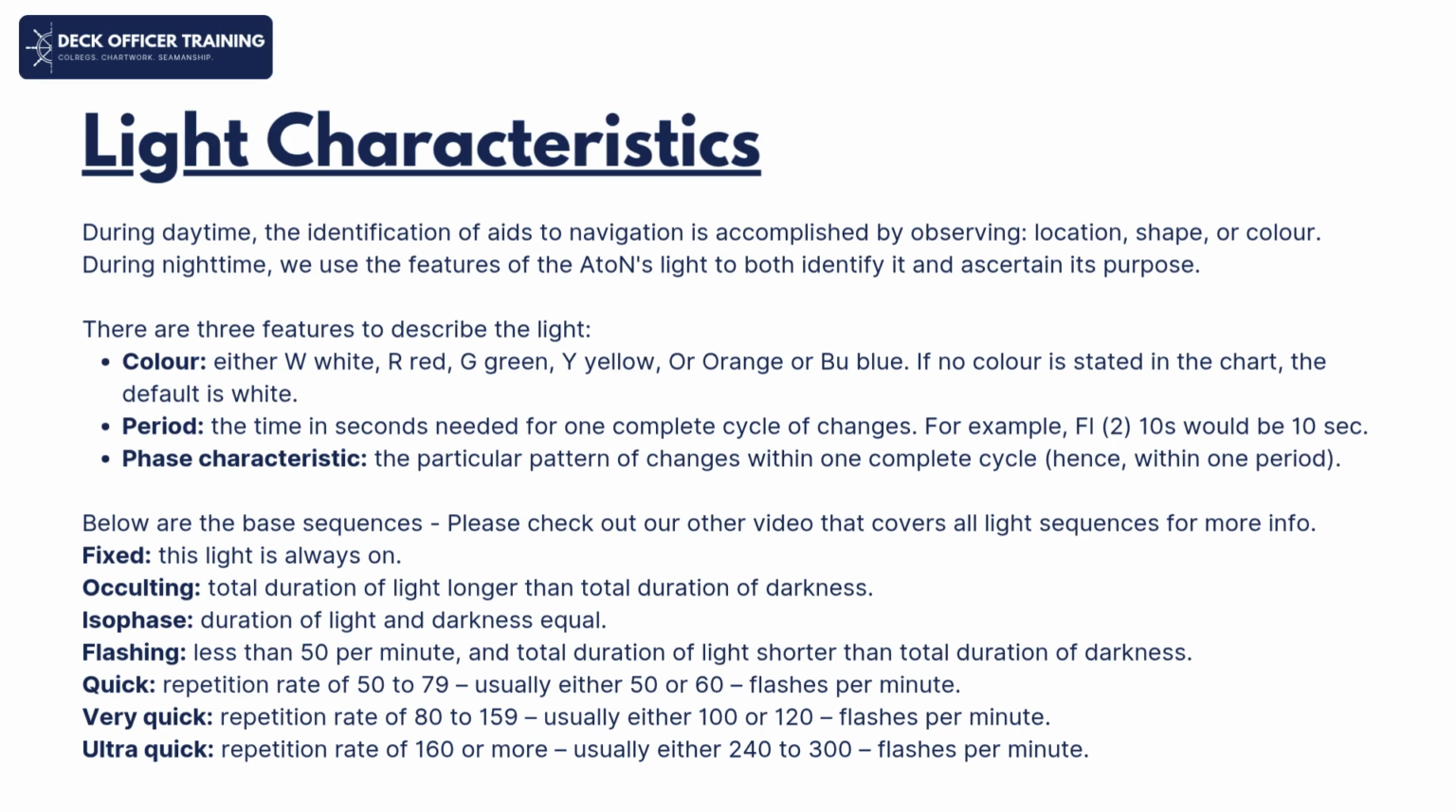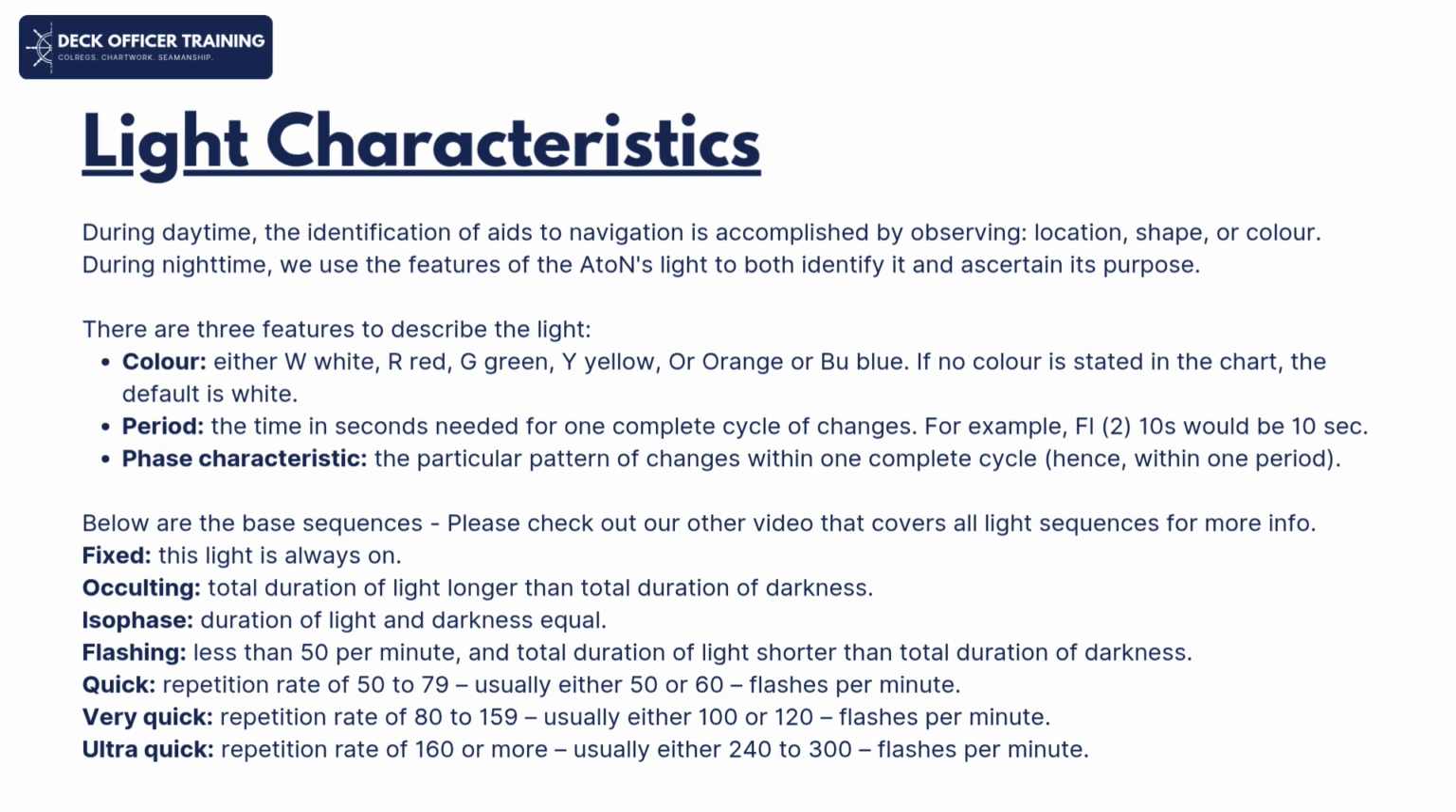Period. The time in seconds needed for one complete cycle of changes. For example, FL2 10 seconds would be 10 seconds. Phase characteristic. The particular pattern of changes within one complete cycle, hence within one period. Below are the base sequences. Please check out our other video that covers all light sequences for more info.